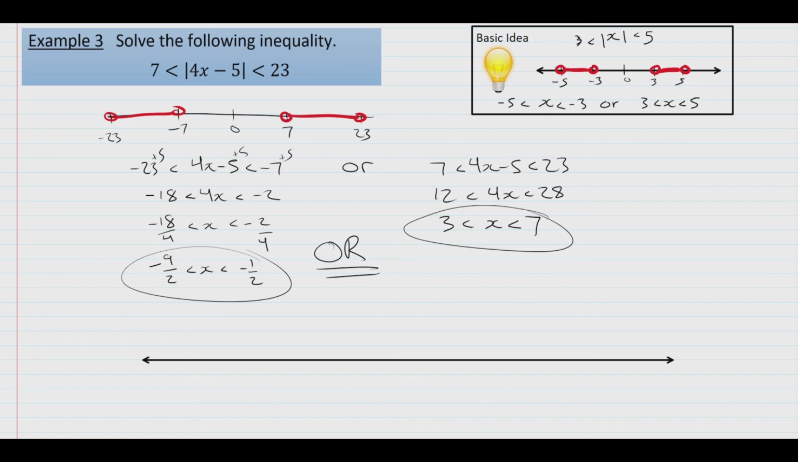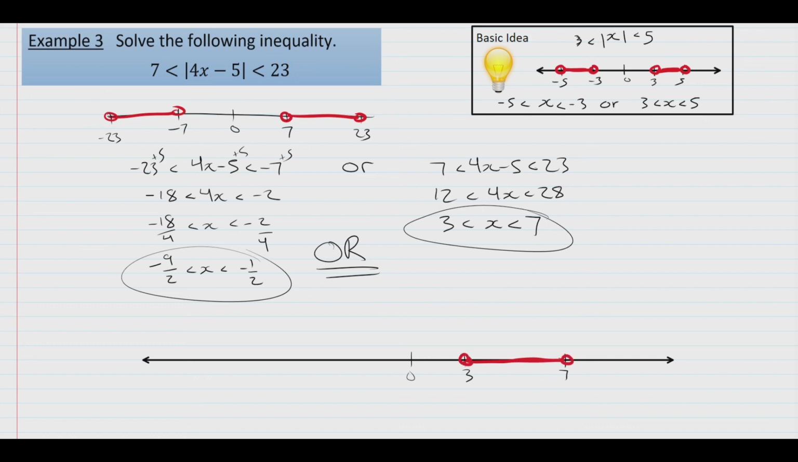As you can see, it would be impossible to have a number between negative 9/2 and negative 1/2 as well as between 3 and 7. There are no numbers that satisfy both of them. But we don't need that. We just need one or the other, and it will satisfy this equation. If you wanted to show that on a number line, 3 to 7 is one option. So we could draw that right here. Again, we're not including 3 and 7, so we'll use open circles.